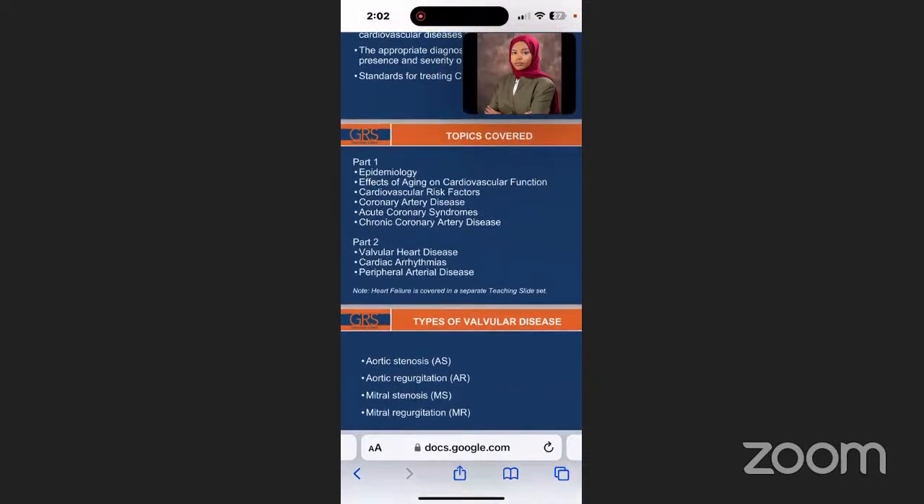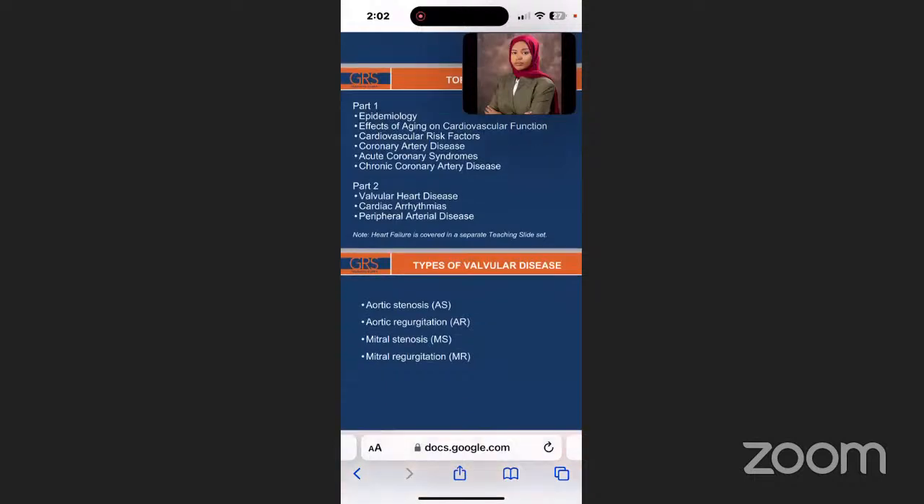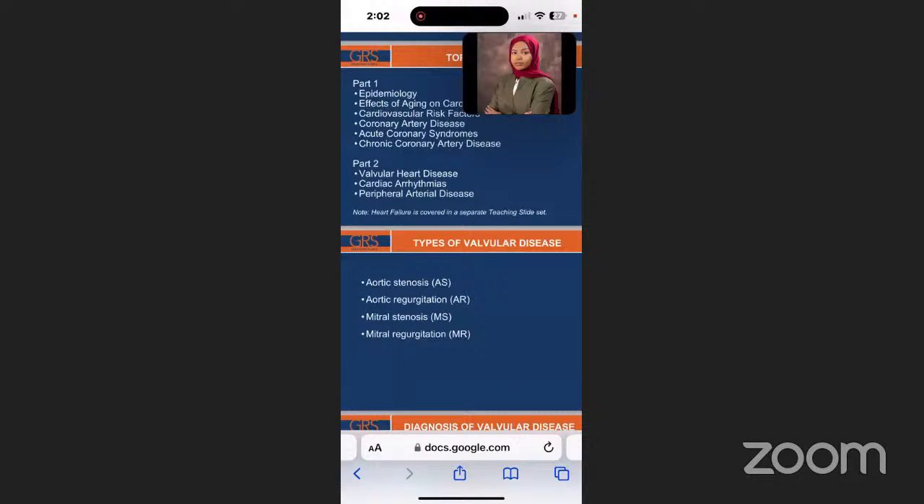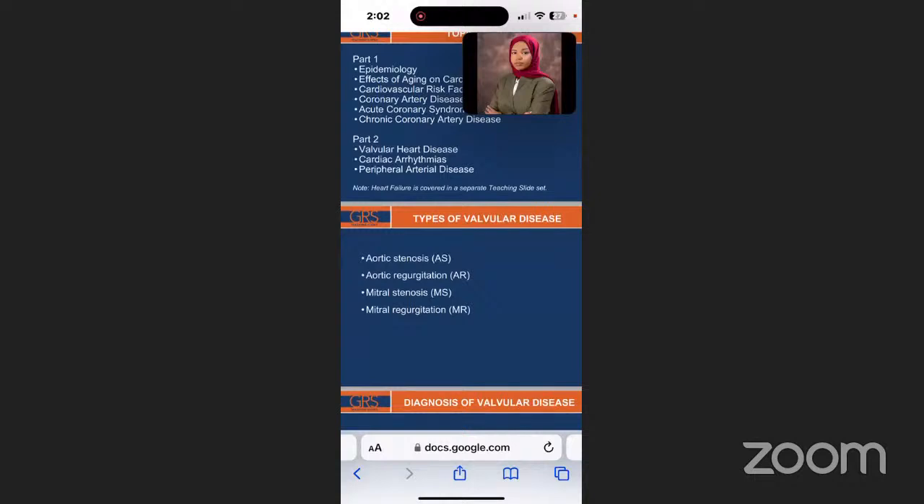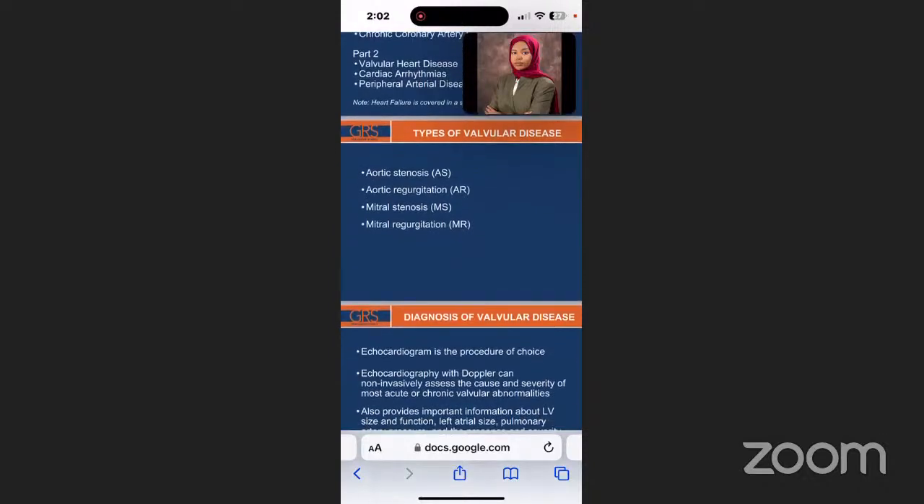The topics covered in this section are, part one, the epidemiology. Number two is the effect of aging on cardiovascular function. Number three is the cardiovascular risk factors and coronary artery disease, acute coronary syndromes. And part two involves valvular heart disease, cardiac arrhythmias, and peripheral artery disease.